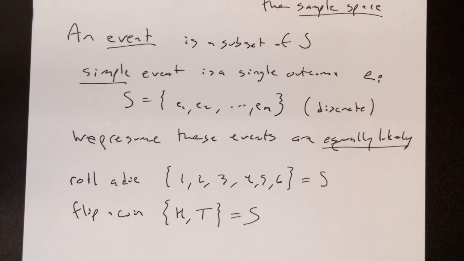But the key word there is actually simple as opposed to event. Because I could ask you about more complicated events. Remember, I said an event is a subset. So I could think of a whole collection of things.